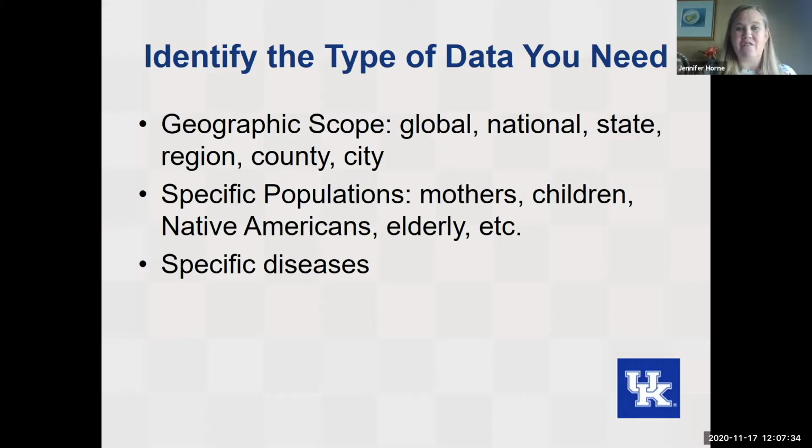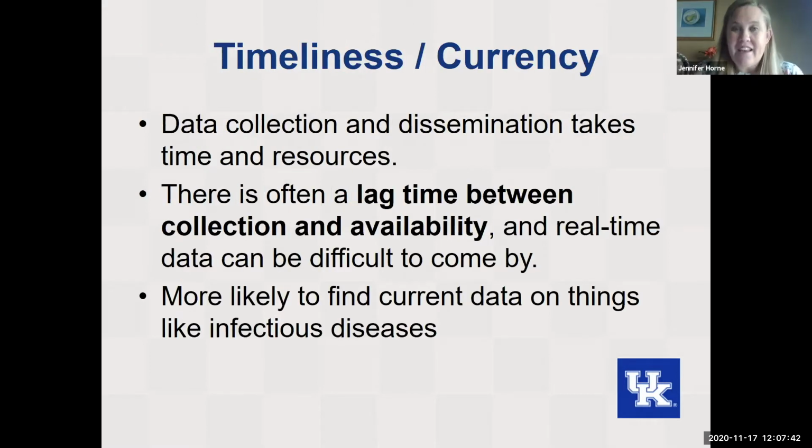So as I mentioned earlier, you could be looking based on geography, specific populations, or specific diseases. You also need to take into consideration the need for timeliness and currency. It's really important to note that data collection and dissemination takes a lot of time and a lot of resources, and that there's often quite a long lag time between the collection of the data and the availability to the researchers or the public. Real-time data is often difficult. You're most likely to find current, real-time data on things like infectious diseases. As you're seeing, we're getting a lot of daily updates for coronavirus infections and things like that.